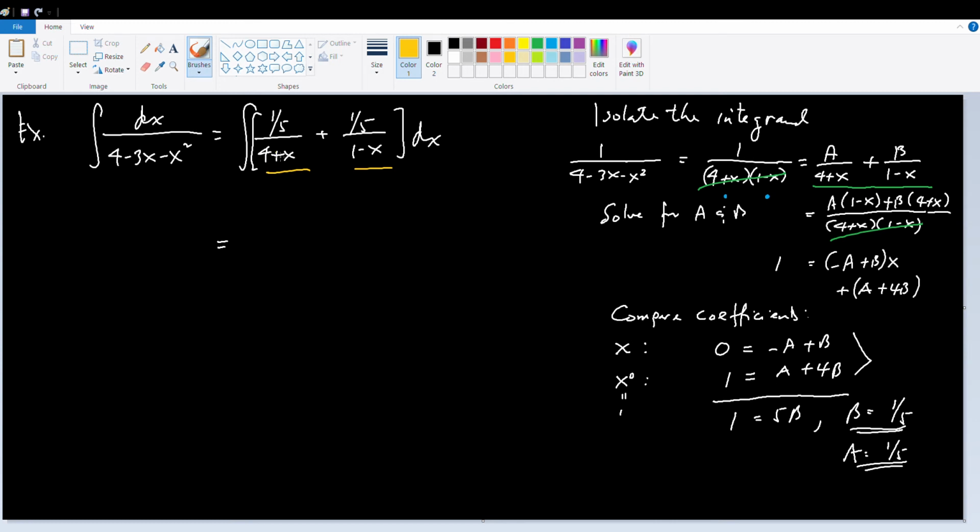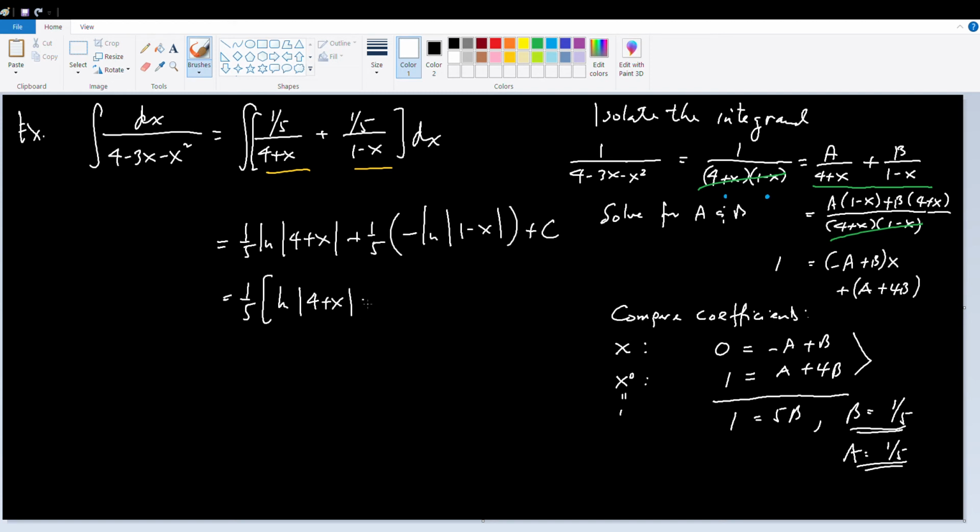Since we have a linear factor in the denominator, then the formula involved is du over u, and that is 1/5 ln of the absolute value of 4 plus x. Then plus 1/5 dx over 1 minus x. Take note, 1 minus x, the derivative is negative 1. So it should be negative ln of the absolute value of 1 minus x plus c. So you can see that we can factor 1/5. That will be ln absolute value of 4 plus x minus ln absolute value of 1 minus x plus c.